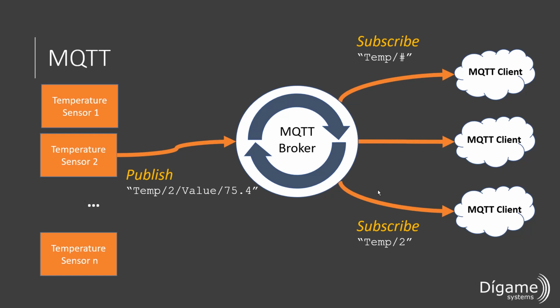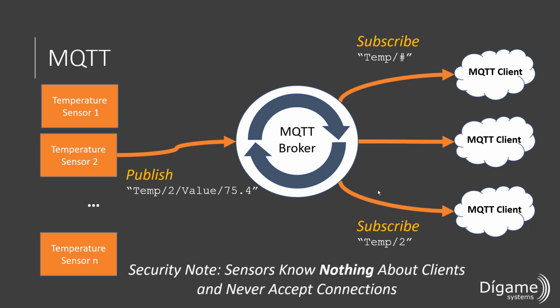Now, this is a nice layout for a couple reasons. One in particular has to do with security, and that is the sensors don't know anything about the clients, and they don't accept connections from the outside world. They just make a connection to the broker, and so from that perspective, it is an inherently more secure protocol than some others. The other thing is, as I mentioned before, it rides on top of TCP/IP, so we have all the benefits of the different security mechanisms that they have there. So it's just seen a ton of use.